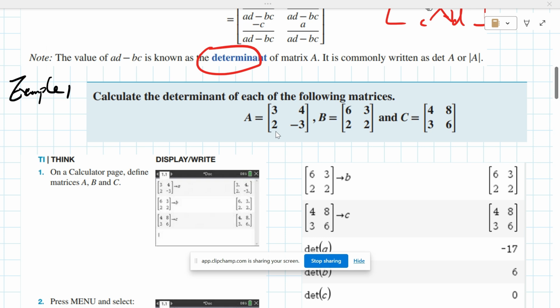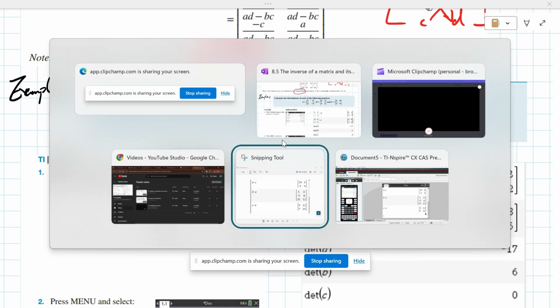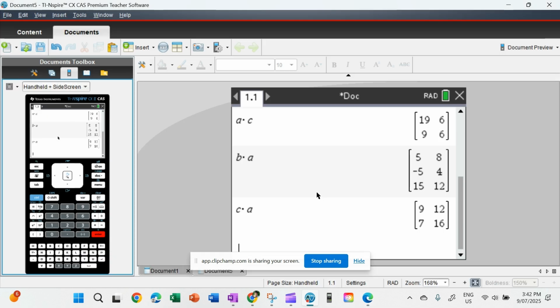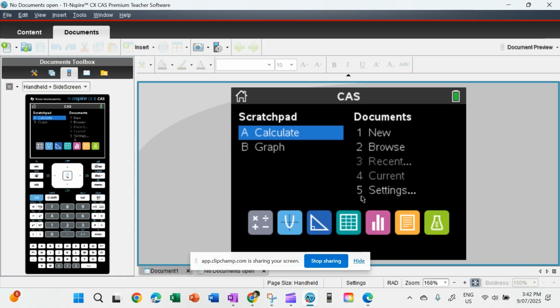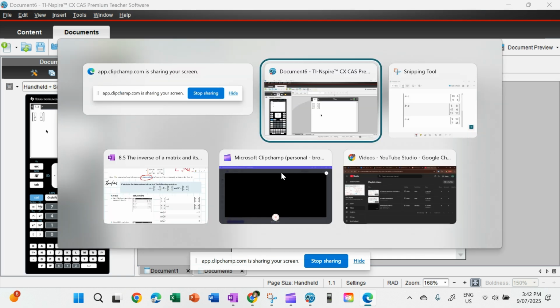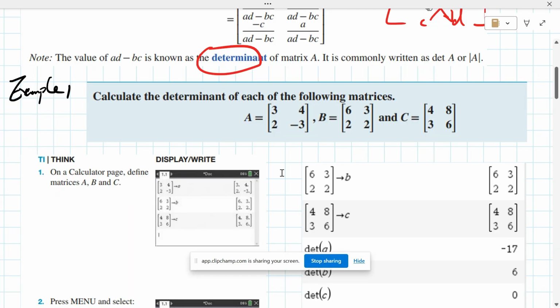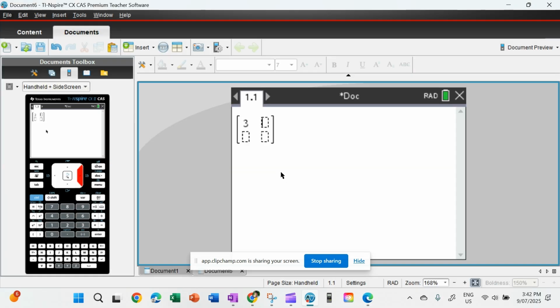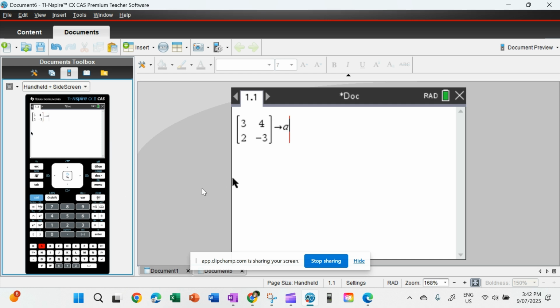Imagine we have 2 by 2 matrices. So we start with 2 by 2 matrices. Let me start with A equal to, sorry guys, bad memories, 3, 4, 2, minus 3. Okay, 3, 4, 2, minus 3. So let's call this matrix A.